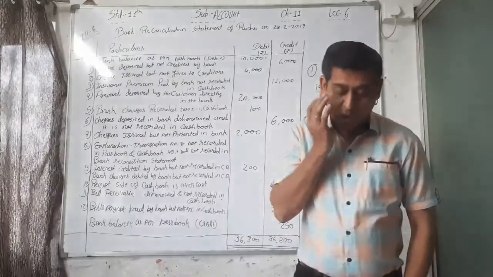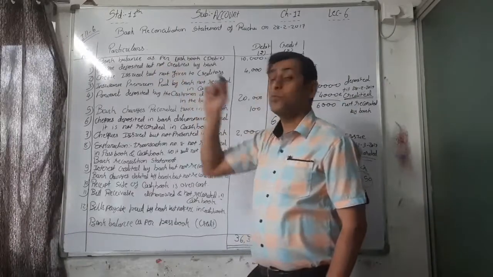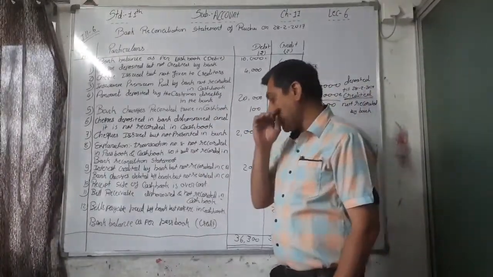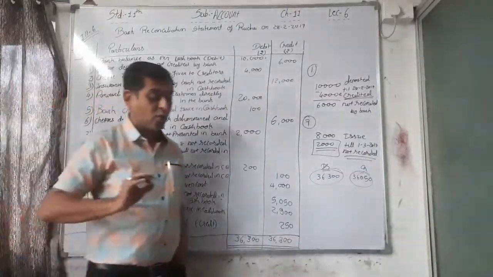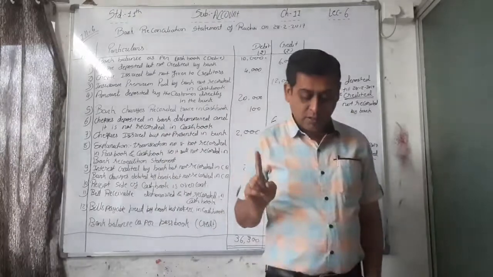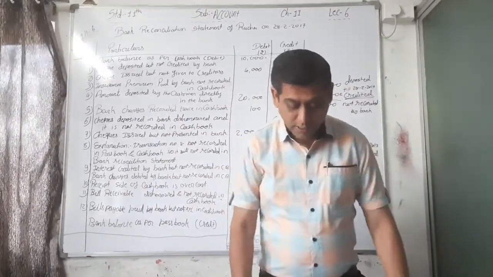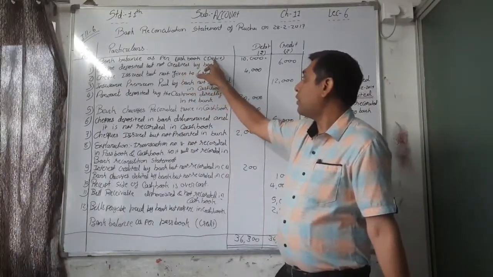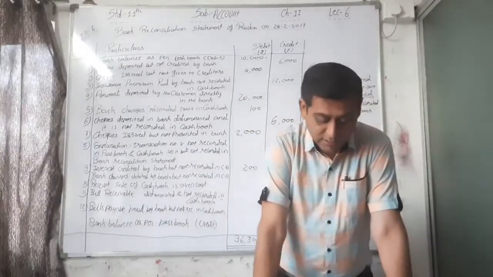Bank balance is already given. Bank balance as per passbook is the starting point. Bank balance as per passbook, that means here what? It's a credit balance, so write down CR. First of all, your starting point is credit 10,000 rupees. Bank balance as per passbook, here credit, and that's why you write down here 10,000 rupees. That is the starting point.